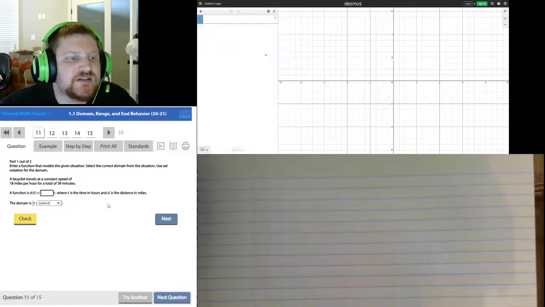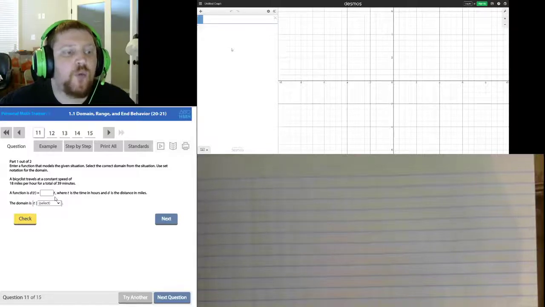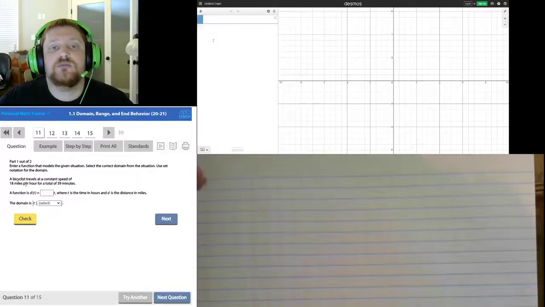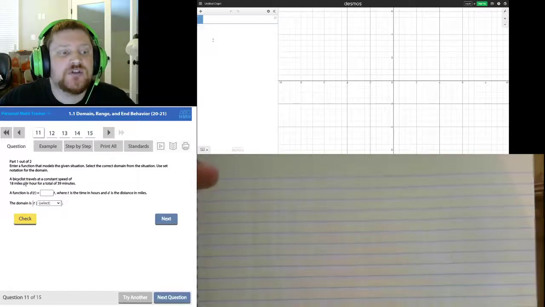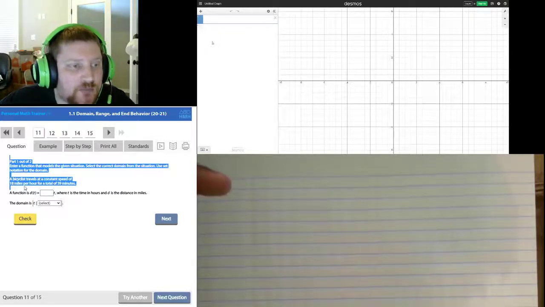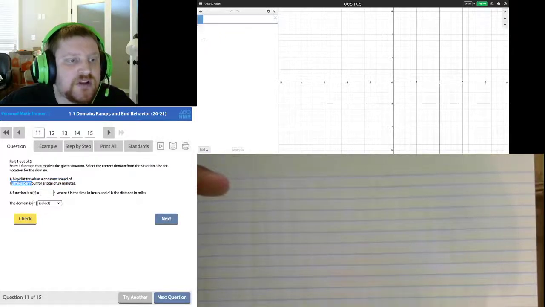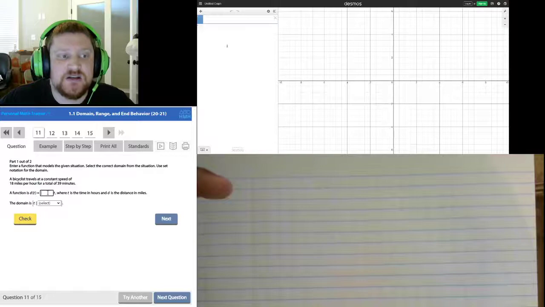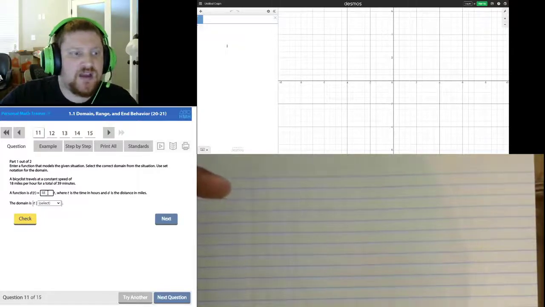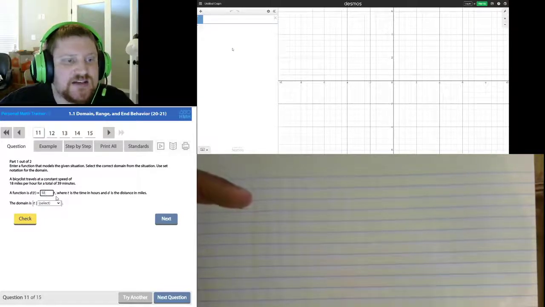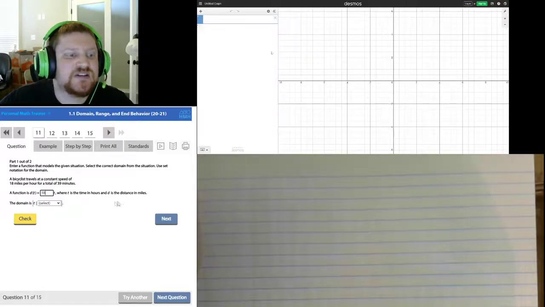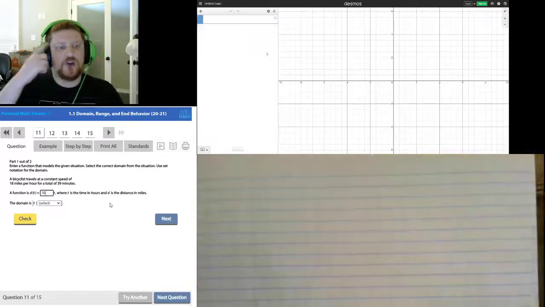is the distance. So if I'm traveling for 1 hour, and I'm going 18 miles per hour, I should travel 18 miles. So what that tells me is this 18 miles per hour is the number that's going to go out in front of our t. So we have the function is 18t, where t is the time in hours, d is the distance in miles. And let's think about a domain.